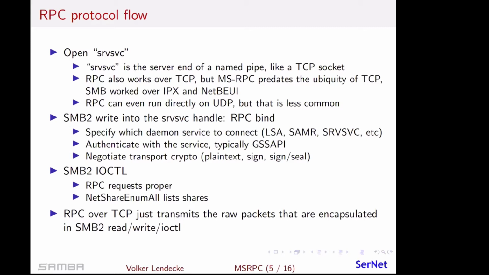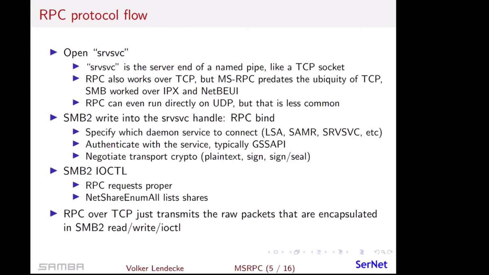And in the end, it's not quite, but almost like just a raw TCP socket. You can just transmit arbitrary data. Although it looks like opening a file, it is not. It's just a pipe. It's a transport for arbitrary data. DCRPC also works over direct TCP. But when Microsoft chose DCRPC, TCP/IP was not really around everywhere. And if you look back, SMB worked over IPX and even NetBEUI.